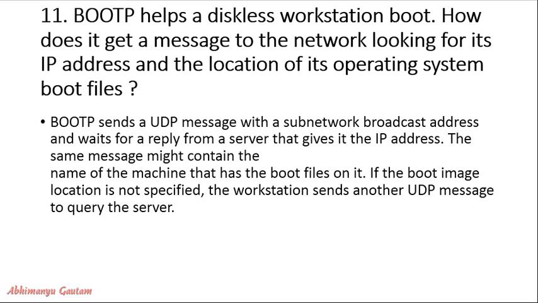BOOTP helps a diskless workstation boot. How does it get a message to the network looking for its IP address and the location of its operating system boot files? BOOTP sends a UDP message with a subnetwork broadcast address and waits for a reply from a server that gives it the IP address. The same message might contain the name of the machine that has the boot files on it. If the boot image location is not specified, the client sends another UDP message and queries the server.